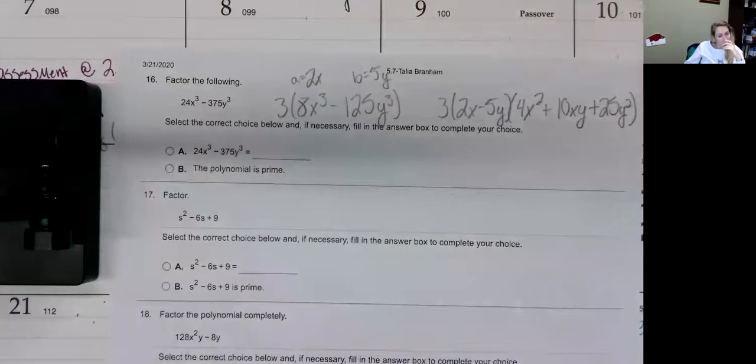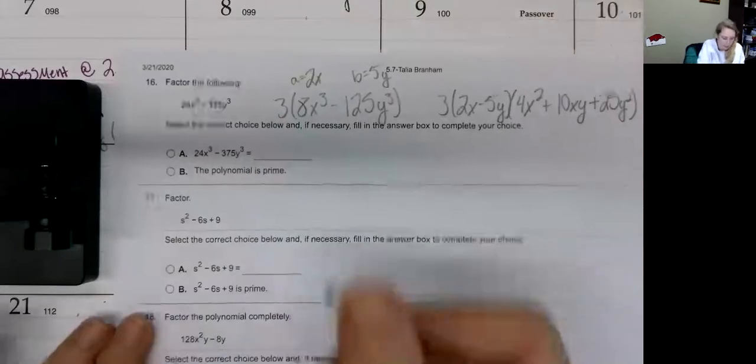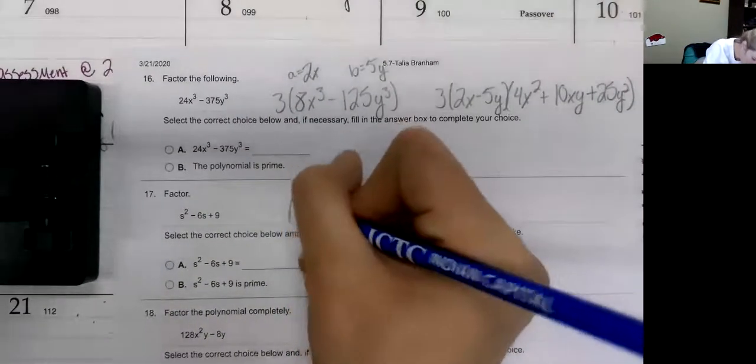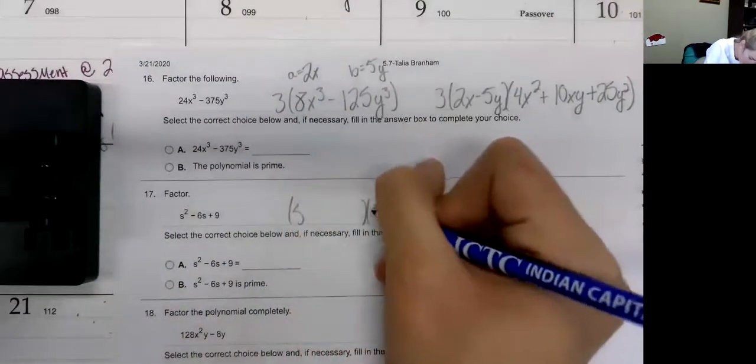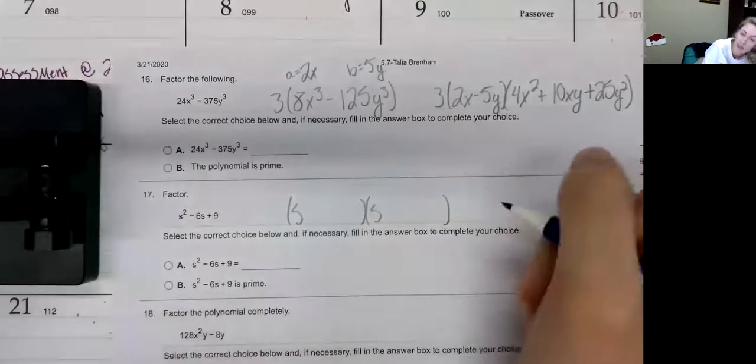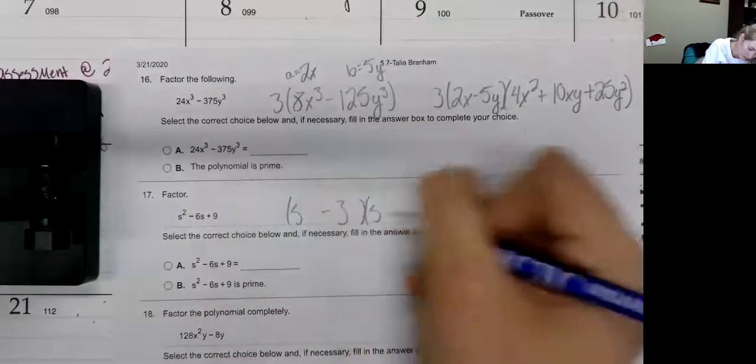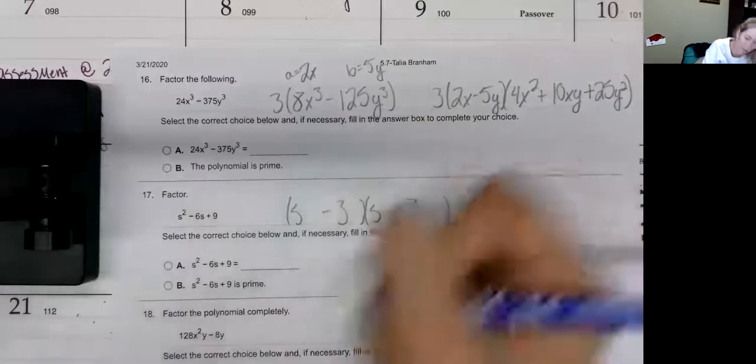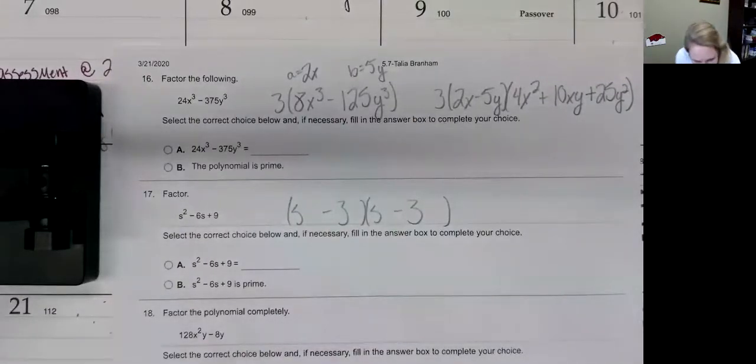S squared subtract 6x plus 9. Praise the Lord, we went back to something normal. So we'd have an S and an S. Factors of 9 that add to get 6. 3 plus 3 is 6.